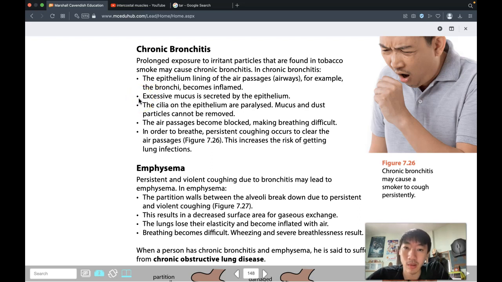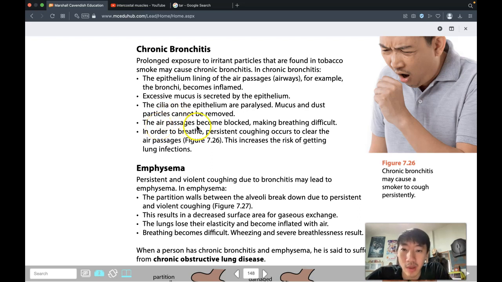Okay, so excessive mucus will be secreted by the epithelium. Recall how we learned that in the lining of our air passages, there are these epithelial cells. These can actually secrete mucus to help trap bacteria and that kind of stuff. The cilia on the epithelium are also paralyzed. Mucus and dust particles cannot be removed. So normally when you cough, you can feel all the things inside, and then you move it out, right? But this person is not able to, so they're forced to keep pressing their lungs, pushing, trying to remove things, but they can't.